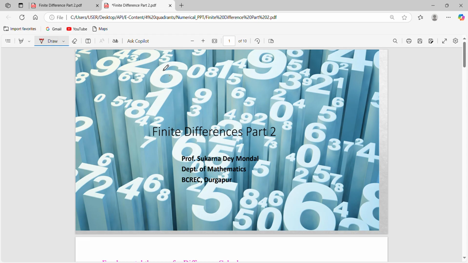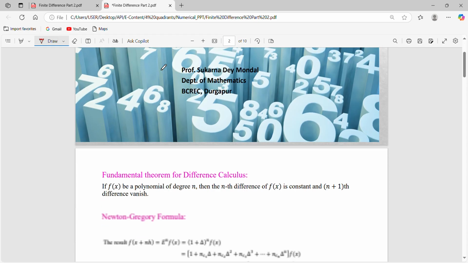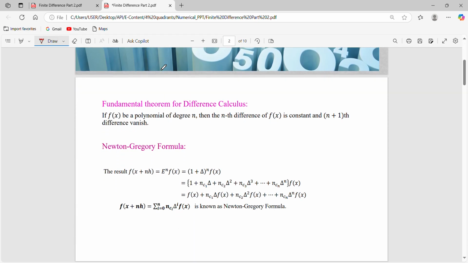Hello everyone. Today we will start finite difference part 2. So first we should know the fundamental theorem for difference calculus. The statement is: if f(x) is a polynomial of degree n, then the nth difference of f(x) is constant and the (n+1)th difference vanishes. That means 0.